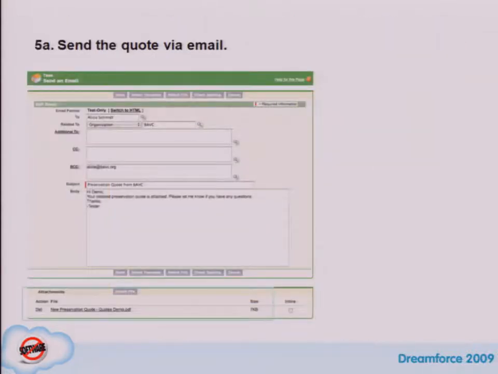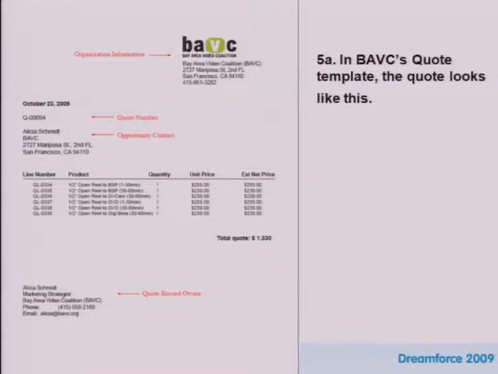We usually send our quotes directly out of Salesforce using email, and you can see there down at the bottom that the quote is attached. This is what the quote looks like when it gets attached. It's a PDF. We created a custom quote template, and as you can see, it contains the quote line items and the total.